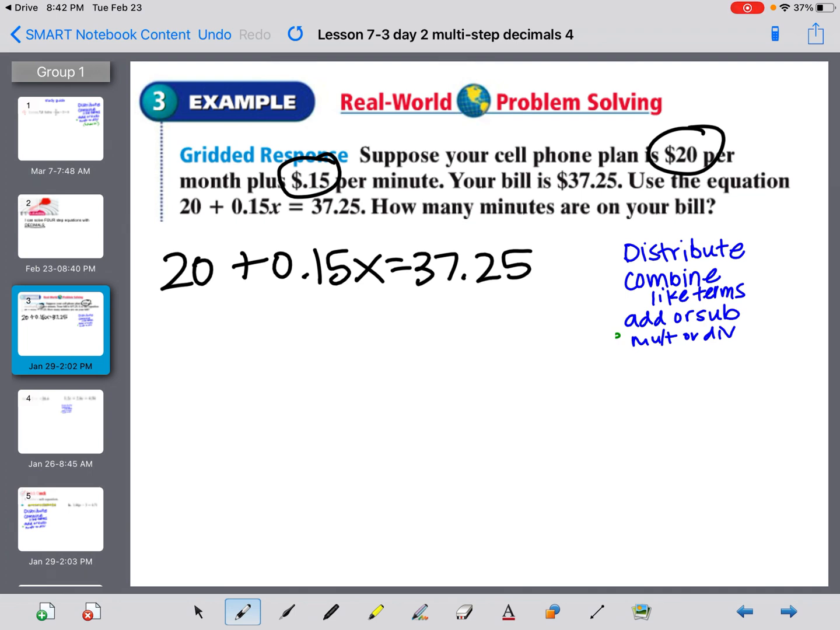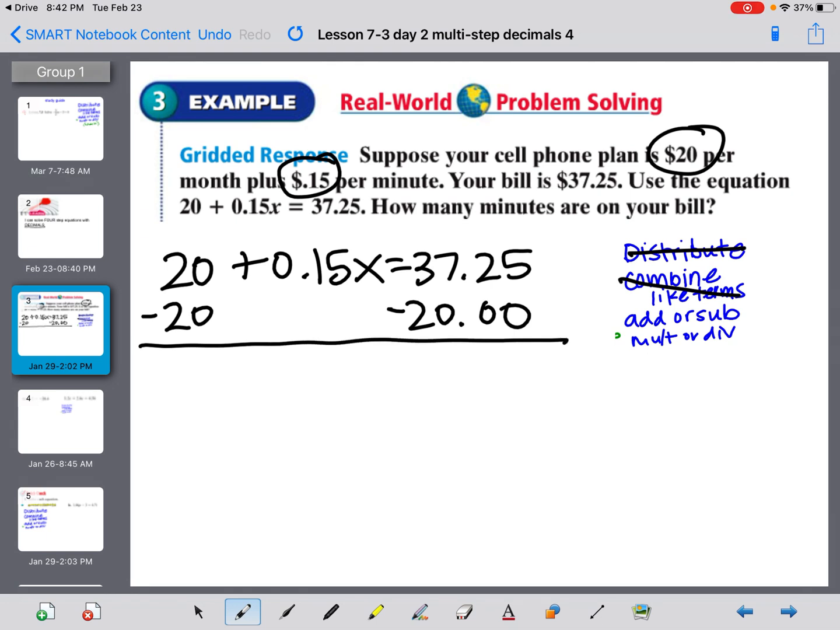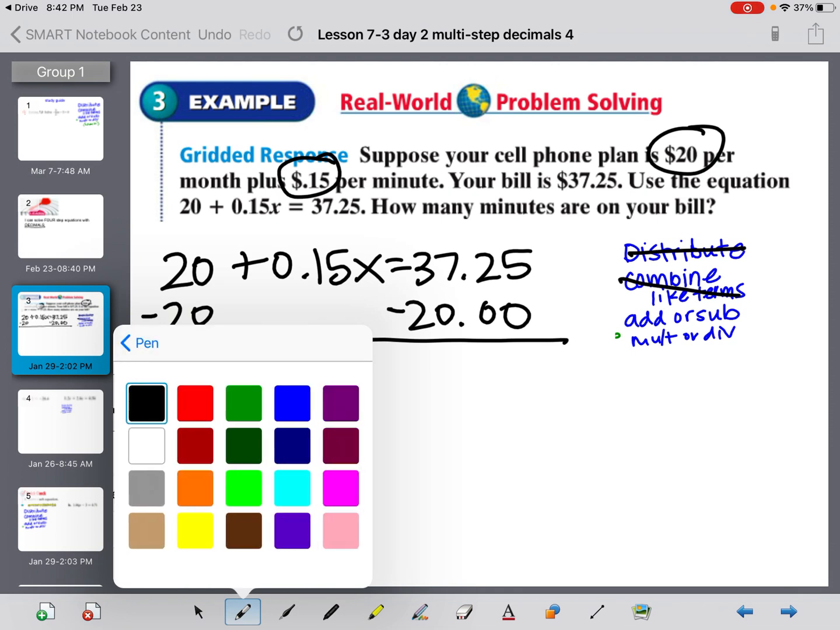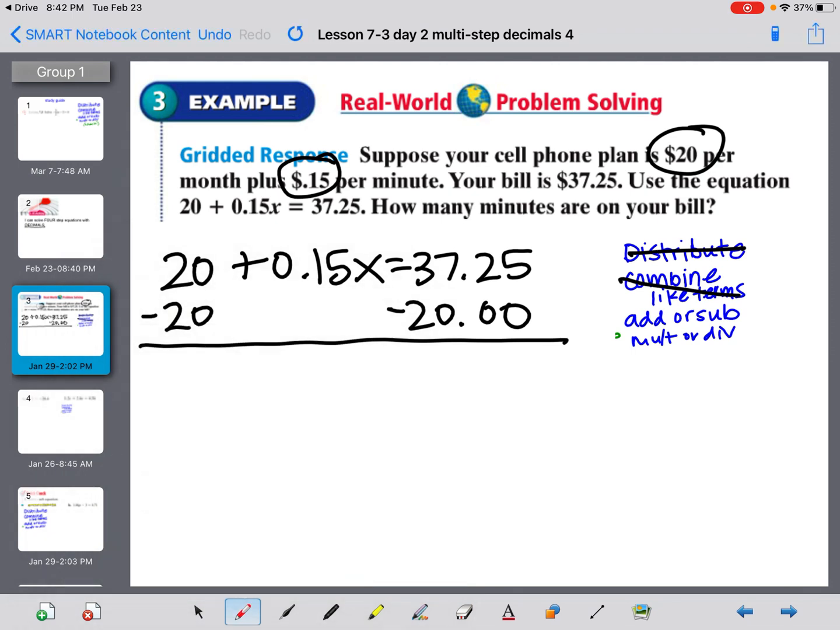Check for distributing. Not this time. Check for like terms. Not this time. Add or subtract. So it looks like I'm subtracting 20. And here's one that we haven't practiced for a while. Line up the dot and give it all you got. When you are adding or subtracting, you must line up the dot. You would be surprised to find out how many people are not lining up the dot.